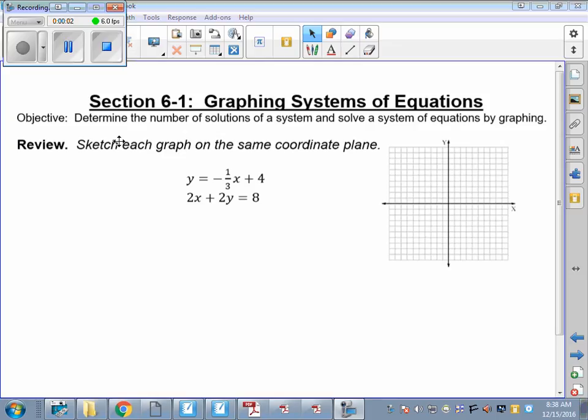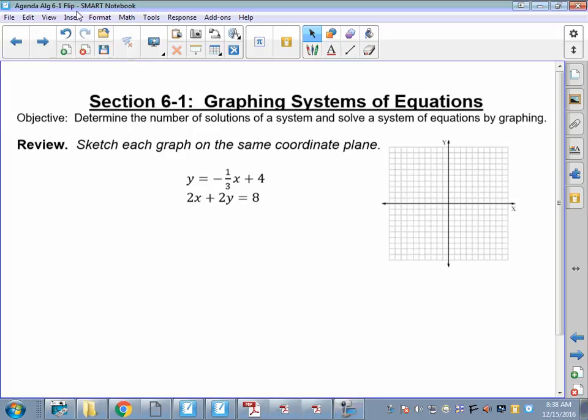Well, hello everybody. Welcome back to Algebra 1, Chapter 6. We're going to talk about systems of equations. The thing that we're going to talk about with systems of equations is graphing them. Systems of equations are when we've got two equations that we're worrying about.